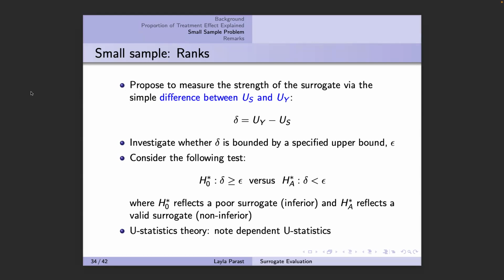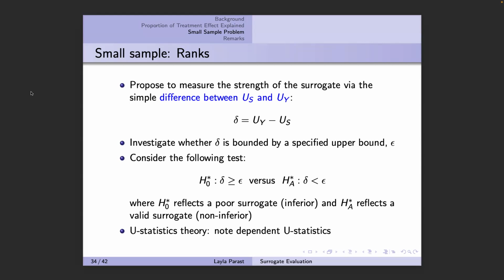So we considered this non-inferiority test where H0 star is reflecting a poor surrogate. So delta is too big. It's bigger than this epsilon. U_S is too far away from U_Y. Versus this alternative where the alternative reflects a valid surrogate, where delta is less than that sort of tolerance level of epsilon.